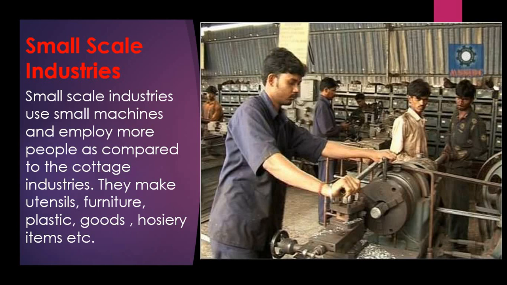Lesson number 18, Industries. So children, in the previous class we studied about industries and the factors that are taken into consideration in order to have a good industry. We also studied about the cottage industries. So today we will study about the small scale industries.